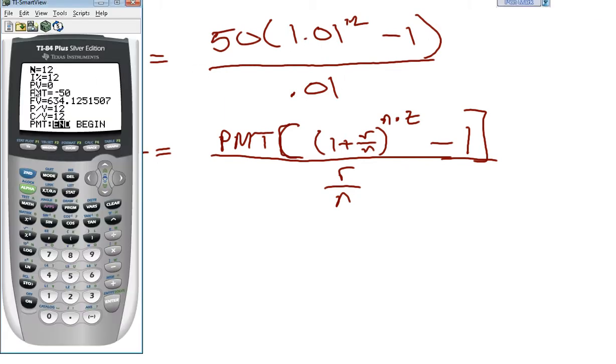So we now have 0 present value, but we are making a payment of -50. Now this is an outflow because this money is exiting our wallet every month, and now I can come over here and calculate my future value, alpha, enter, and it tells me that me making $50 payments at 12% APR compounded monthly yields me $634.13, which is exactly what we got up here by adding up the terms one by one.